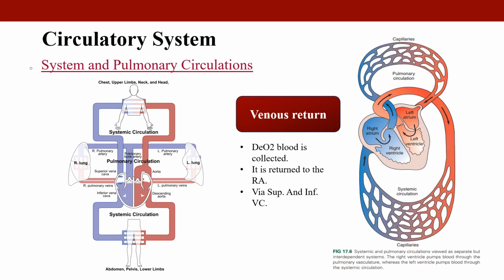Circulatory system, systemic and pulmonary circulations. The heart functions as a dual pump in two interdependent circulatory systems. Systemic circulation: the left side of the heart pumps oxygenated blood from the lungs through the aorta to the rest of the body. Pulmonary circulation: the right side of the heart pumps deoxygenated blood from the body to the lungs for oxygenation.